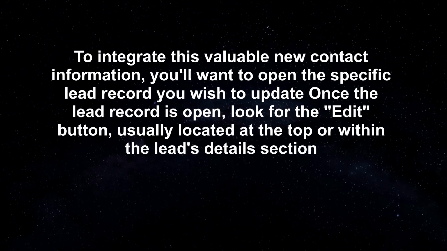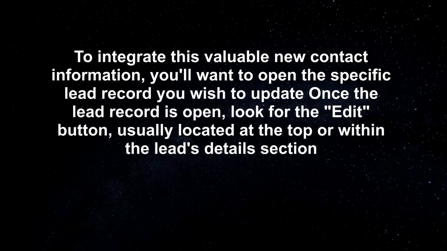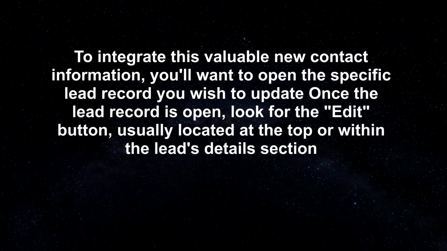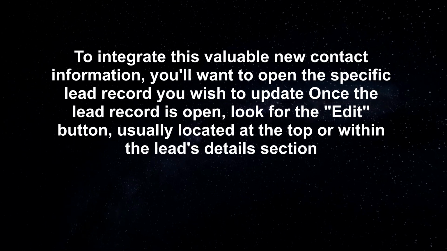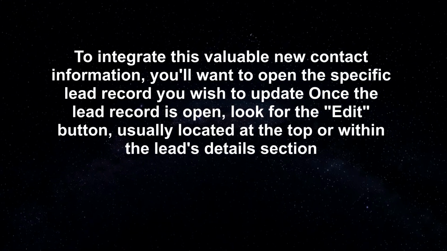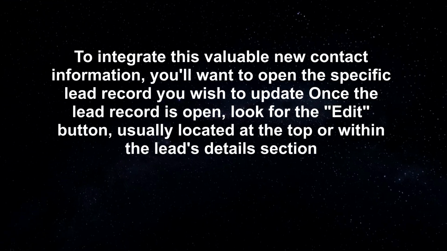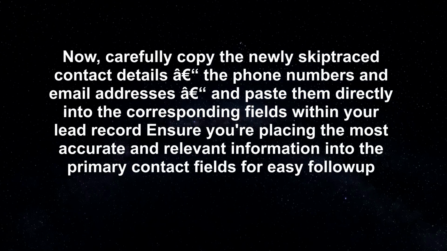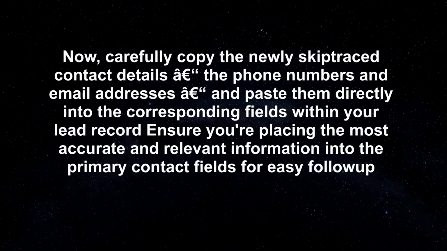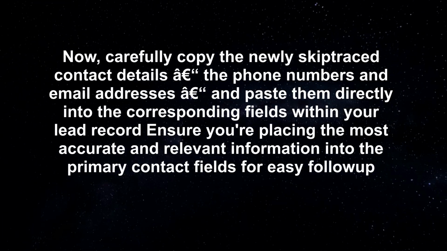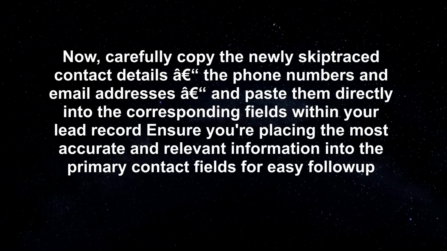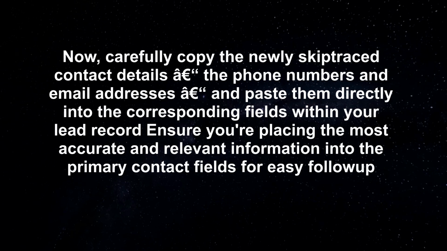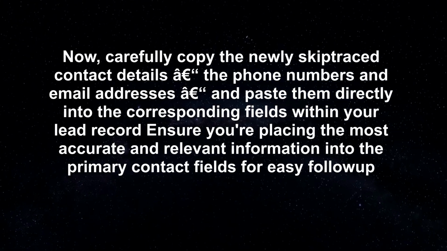To integrate this valuable new contact information, you'll want to open the specific lead record you wish to update. Once the lead record is open, look for the Edit button, usually located at the top or within the Leads Details section. Now, carefully copy the newly skip-traced contact details, the phone numbers and email addresses, and paste them directly into the corresponding fields within your lead record.